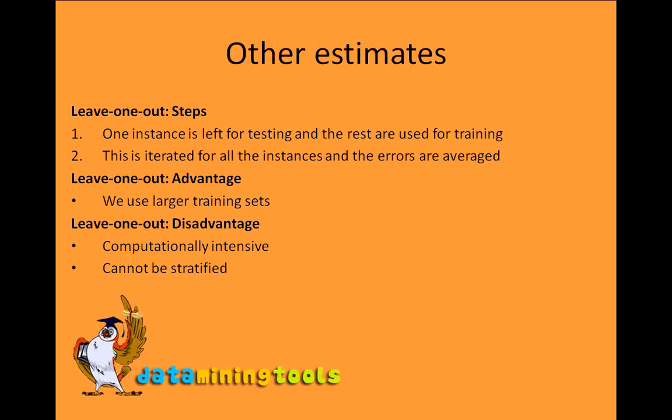What are the other estimates? The other estimate is leave-one-out, where one instance is left for testing and the rest are used for training. This is iterated for all instances and the errors are averaged. The advantage of this is that we use larger training sets. Rather than using just 9/10th of the data for training, here we use all the instances minus 1. The disadvantage again is that it is computationally intensive and it cannot be stratified. Why can it not be stratified? Because the only instance that we use for testing is a single instance, and we cannot do stratification with only one instance.